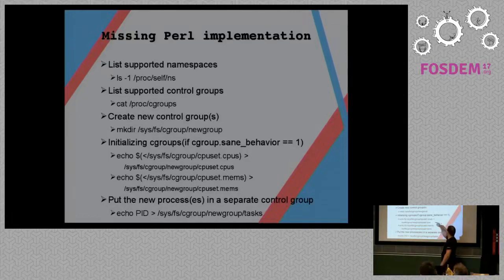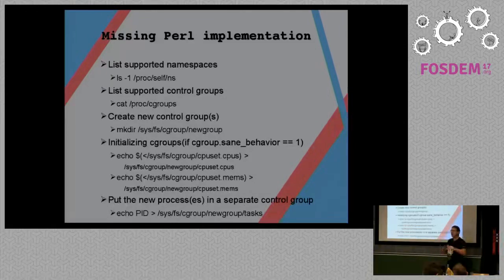But if you haven't set sane behavior to 1, you have to set up the control group, because you cannot put the process inside of it, because it doesn't contain any CPUs or memory. So if you put a process there, it cannot be scheduled anywhere. So the kernel doesn't allow you to put a process there. So if this is not set to 1, here you would normally cat this file, which is from the main cgroup, and put the information into the new cgroup, cpuset.cpus. Again, the same thing for mems.